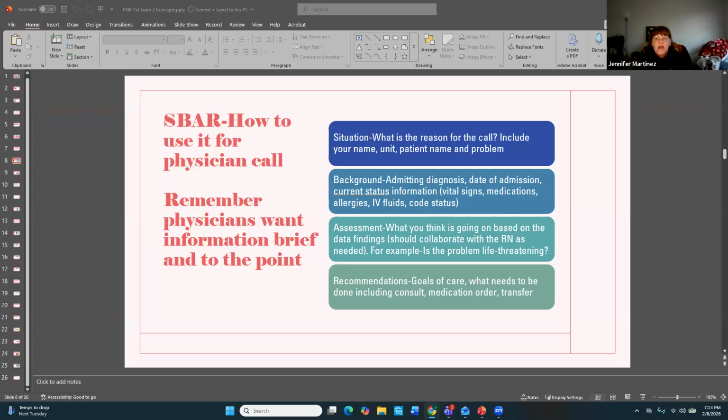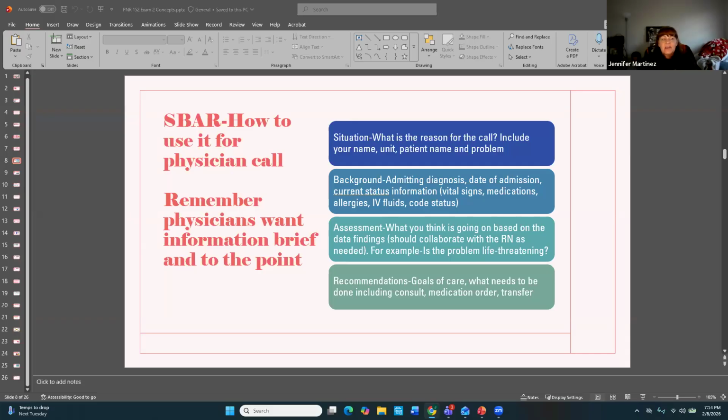And then your assessment is what you think is going on with the patient. And then based on the signs and symptoms, could it potentially be life-threatening? And then your recommendation is the goals of care. What do you need from the healthcare provider?